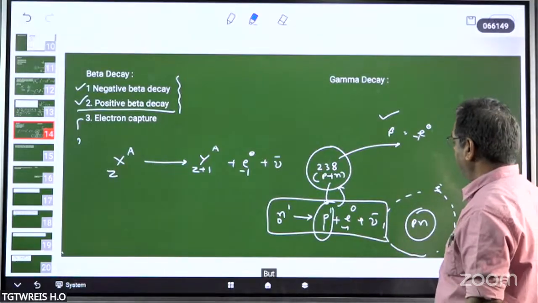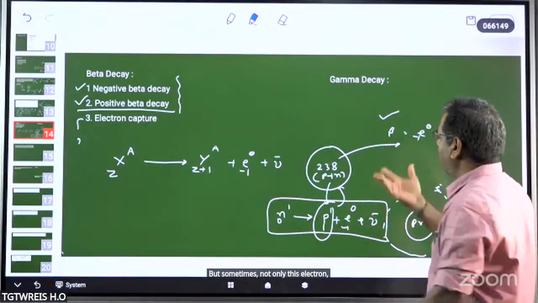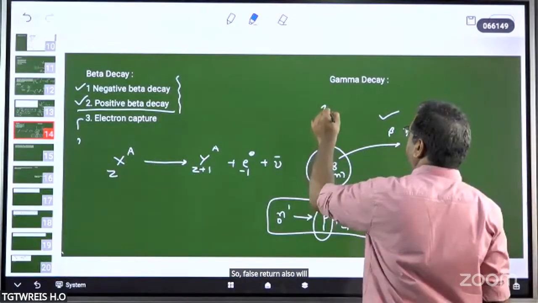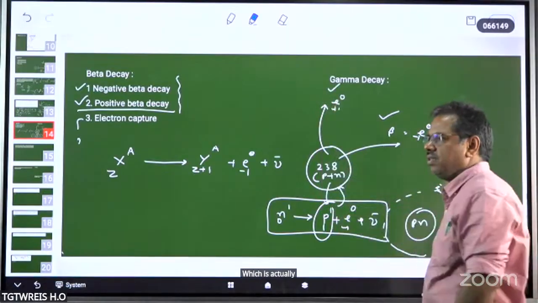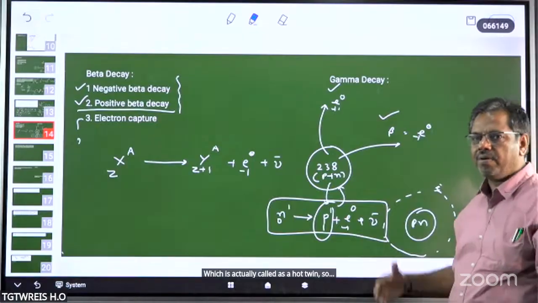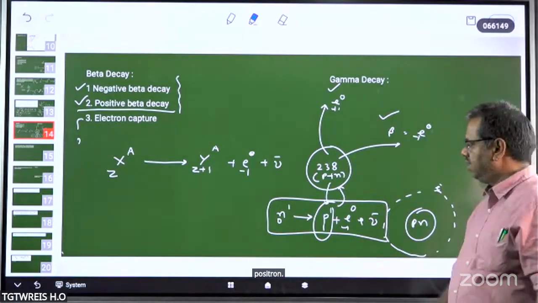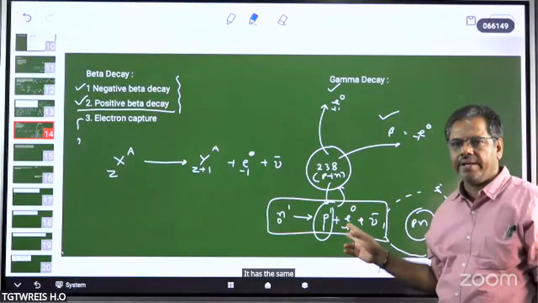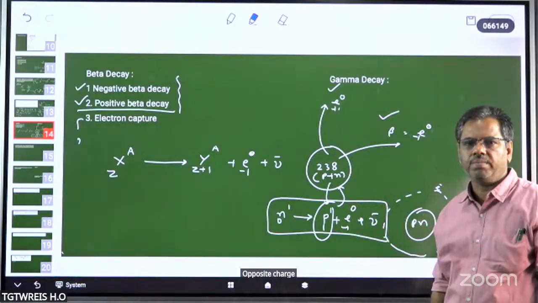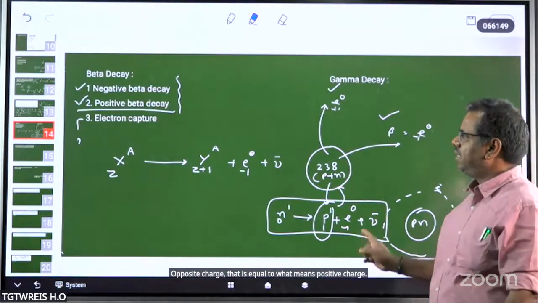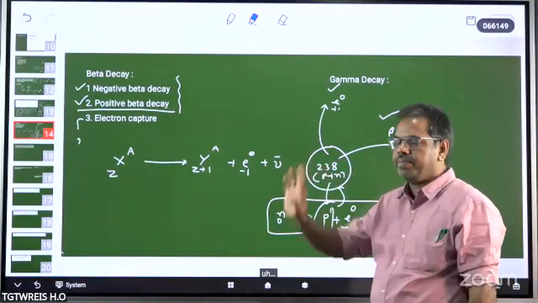But sometimes not only an electron, a positron also will come out from the nucleus itself, which is called the antiparticle of the electron, the positron. Antiparticle means it has the same mass as the electron, but has the opposite charge, that is, a positive charge. At that time, it is called positive beta decay.